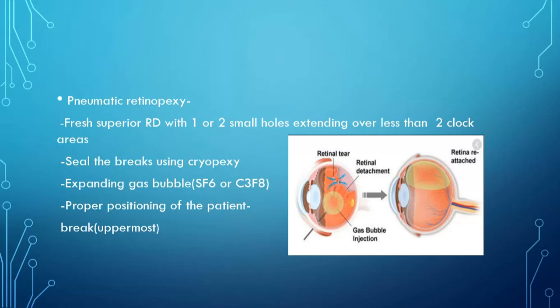where there is a little amount. That is, mostly the holes are just located in the superior area or in a limited portion of area. Whereas internal tamponade, a large amount of break or a large amount of detachment can also be treated by using internal tamponade. That is the only difference. Otherwise, the procedure, what you're doing, and the principle is almost the same.